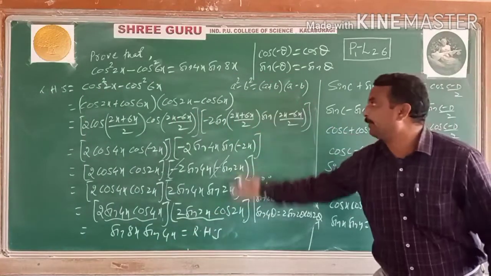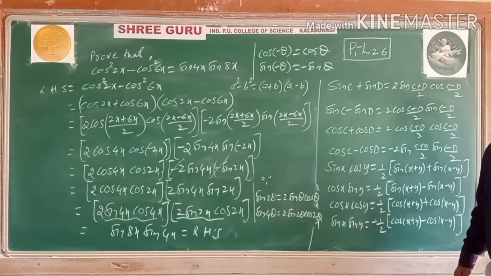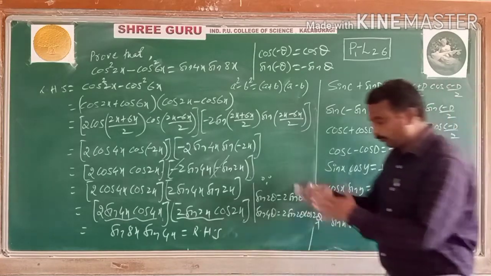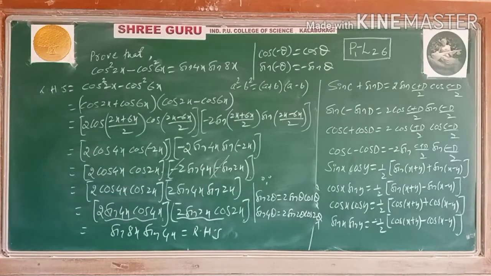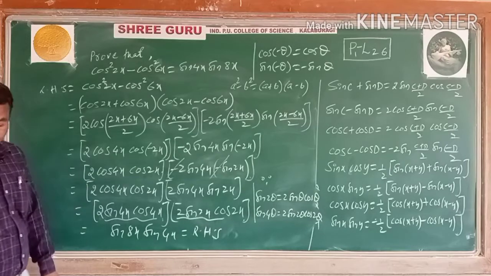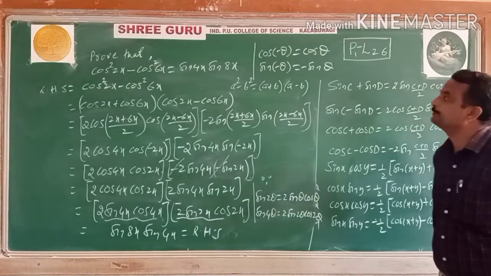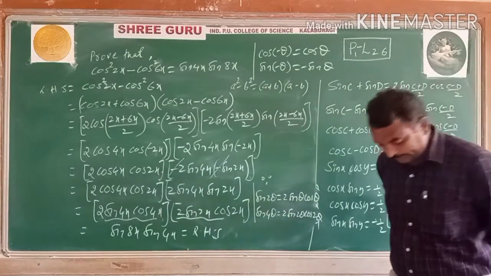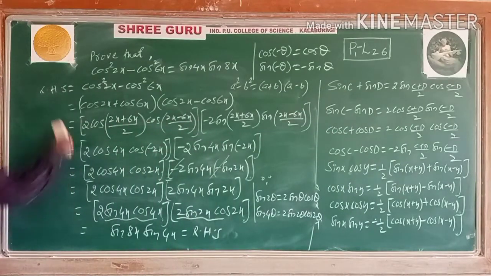See, students, both the examples are the same type, similar type. This is cos C plus cos D, that one is sin C plus sin D. That is in terms of sine and this is in terms of cos. Both are the same, applying that formula and simplifying. I hope some of you have calculated directly. Then I will go for the next example, students. Let us see the next example.